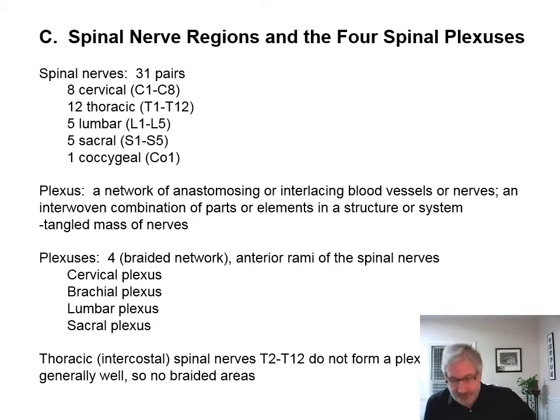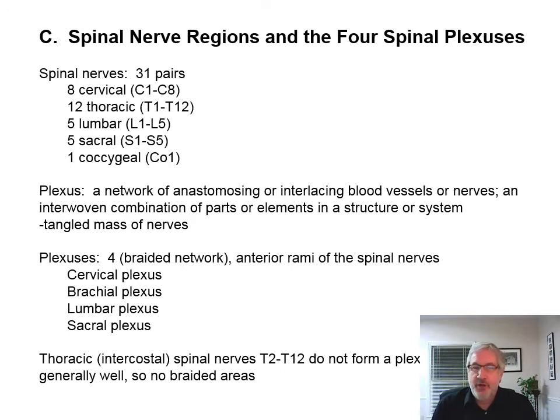So, spinal nerve regions and the 4 spinal plexuses. You have spinal nerves, there's 31 pairs: 8 cervical, 12 thoracic, 5 lumbar, 5 sacral, 1 coccygeal. So that's all the spinal nerves. Then you have what's called a plexus. There are nerve plexuses as well as blood vessel plexuses. A plexus is a network of anastomosing or interlacing blood vessels or nerves. We're going to talk about the nerve plexuses in this next segment.